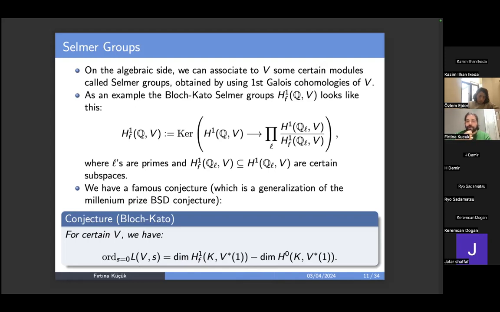Is this what you asked? Yeah, the left hand side, but the right hand side is a little bit... The right hand side should be the algebraic rank of the elliptic curve. Yes, this becomes zero, and this becomes the algebraic rank, and this becomes the analytic rank. Oh, right, right. Thank you. You're welcome.